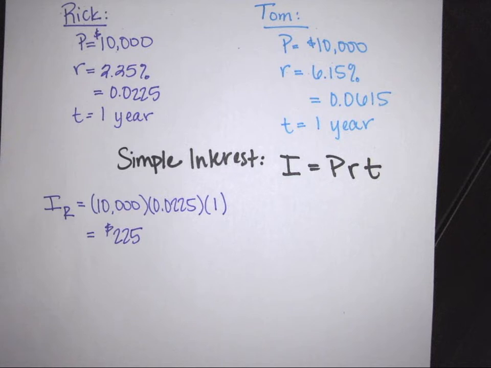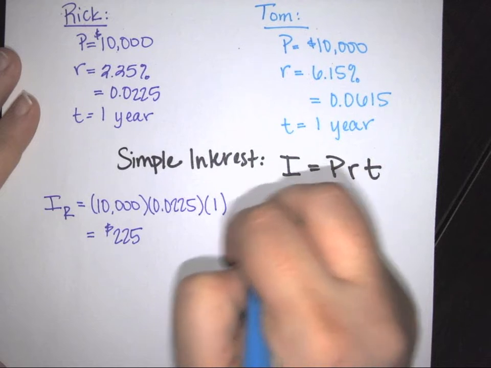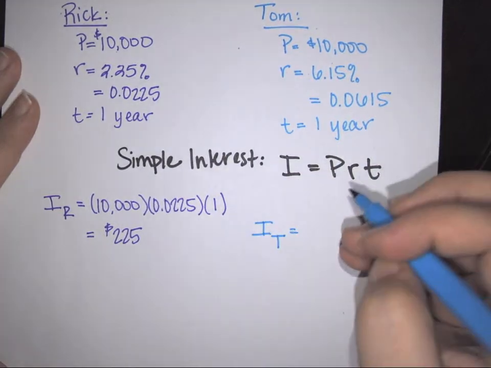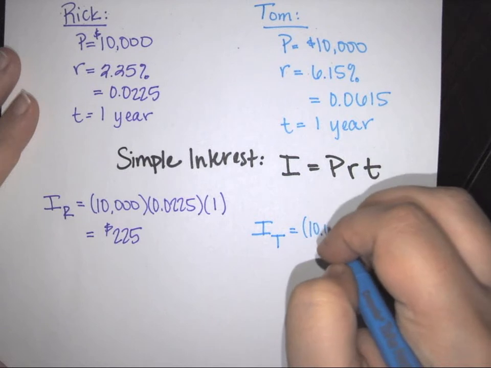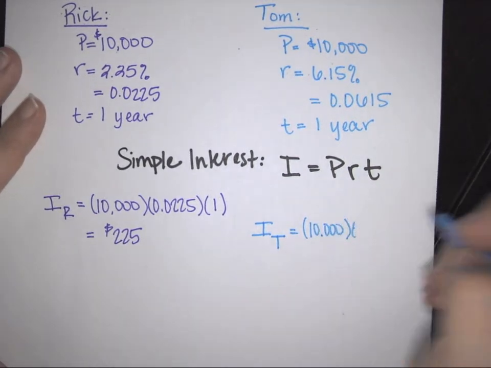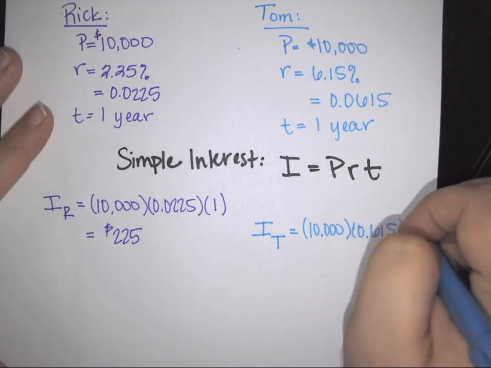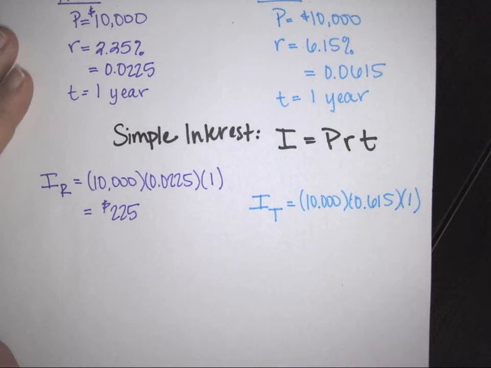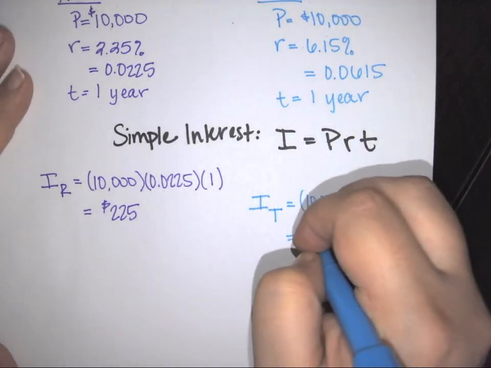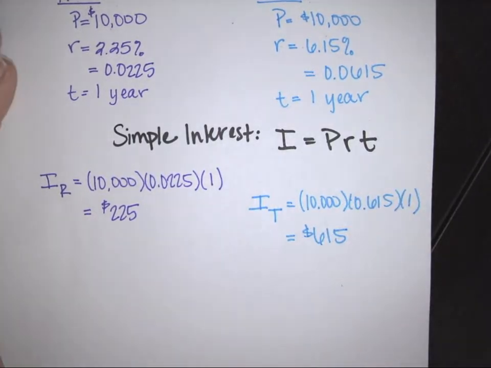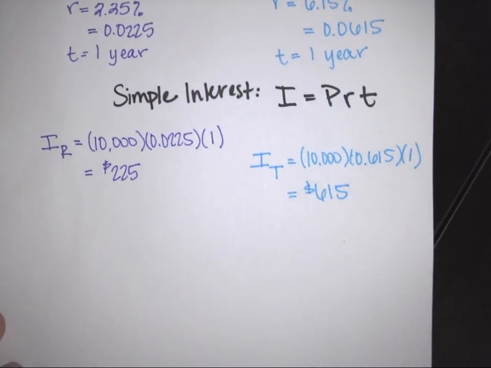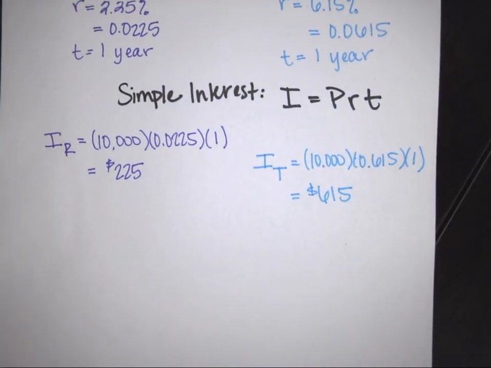Now you could go ahead and calculate how much was in the account, but since they're both starting out with the same amount in the account, you can stop at interest. Well, at the same time, you need to calculate the interest for Tom. So again, this is going to be my $10,000 times his interest of 0.615 times 1 year. So 10,000 times 0.615 is going to give us $615.